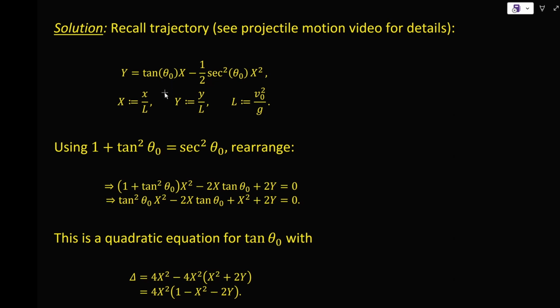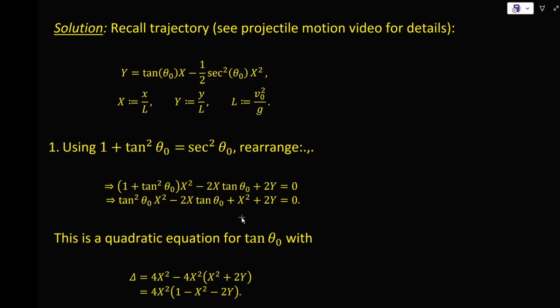To solve for theta naught, let's recall a trig identity, which says 1 plus tangent squared of theta naught equals the secant squared of theta naught. This is just a variation of the Pythagorean theorem. And rearranging gives something like this: the tangent squared of theta naught times X squared minus 2X times tangent theta naught plus X squared plus 2Y equals 0. The result is a quadratic equation for tangent of theta naught.